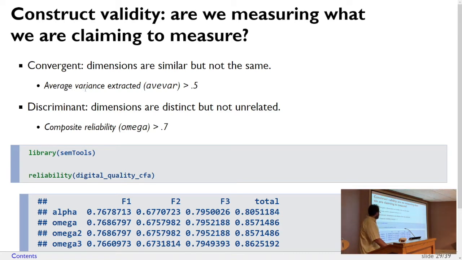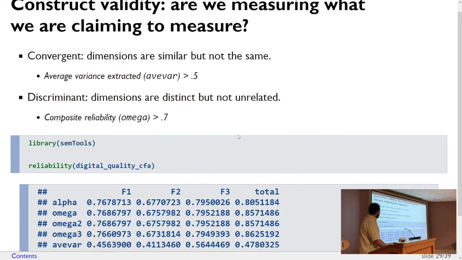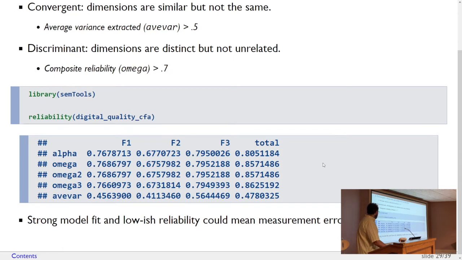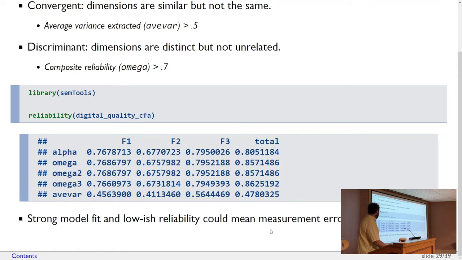I can get the average variance extracted, which should be greater than 0.5, and composite reliability greater than 0.7. We'll use this avevar and omega output here. And if I go down here, really they should be a little bit higher. So this is 0.47, and then this one looks okay, but some of these dimensions don't look as good. So what's happening here is if you have something that's fitting well as a model, but you're getting lowish reliability, it could mean measurement error. In this case, it's me going and fidgeting with all the data to get the numbers that I want. So we do have measurement error, and that's probably why we're getting these results.